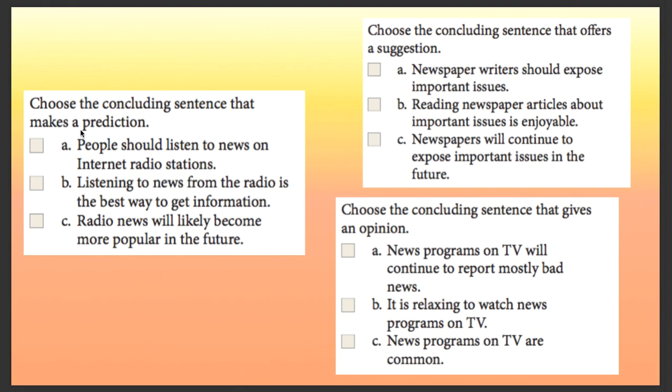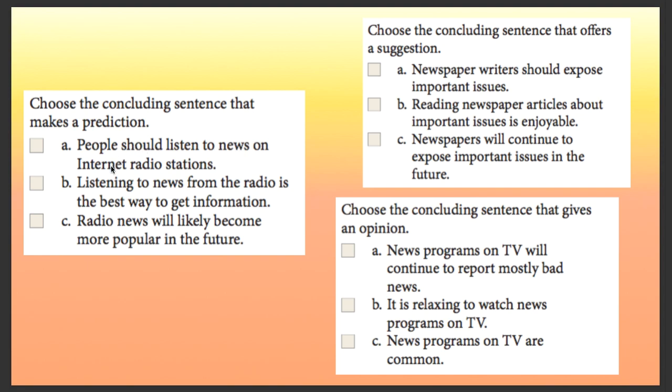Choose the concluding sentence that makes a prediction. Well, if it's a prediction, what sort of language are we going to see? Yes, will, going to. And since this is academic English, probably will, not going to, is the language used. Answer C. Radio news will likely become more popular in the future. Will likely become. This is our prediction.